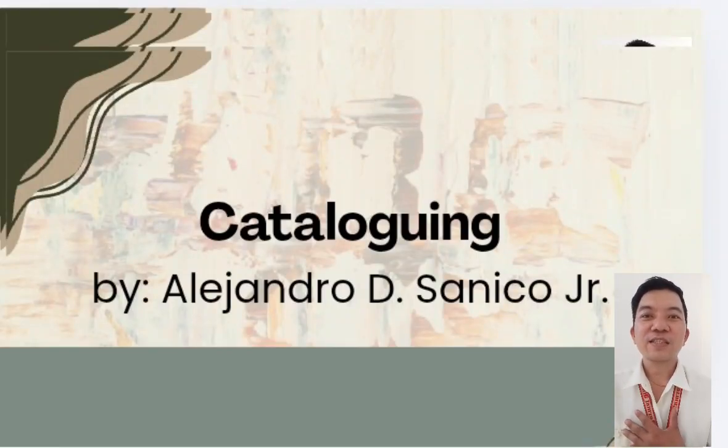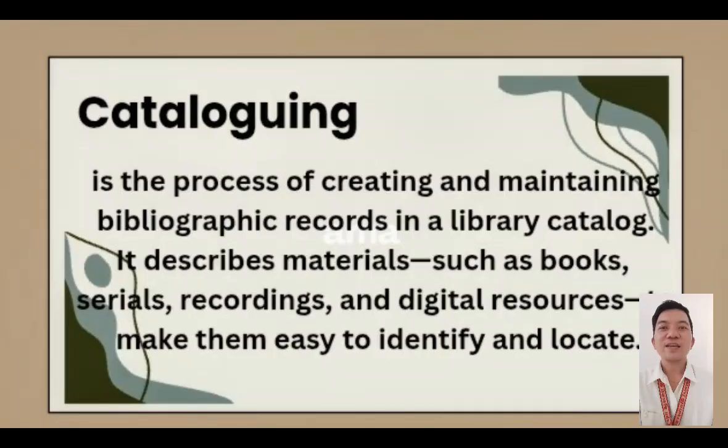Then I'm going to discuss cataloging, which is my topic. What is cataloging? Do you have any idea? Cataloging is a process of creating and maintaining bibliographic records. In a library catalog, it describes materials such as books, serials, recordings, and digital resources to make them easy to identify and locate.